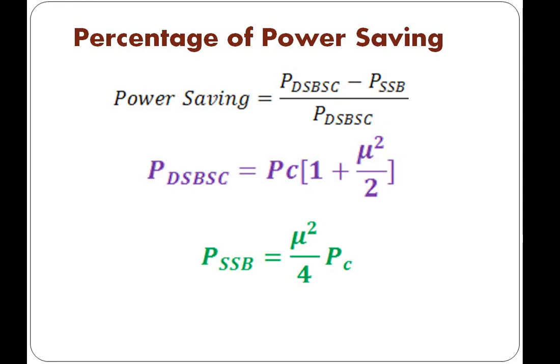This is the assignment for you people. You have to find out the percentage of power saving for DSBSC as well as SSB. For both, the modulation index μ value should be 1 and 0.5. I'll give a Google form. You attach your assignments through that Google form.